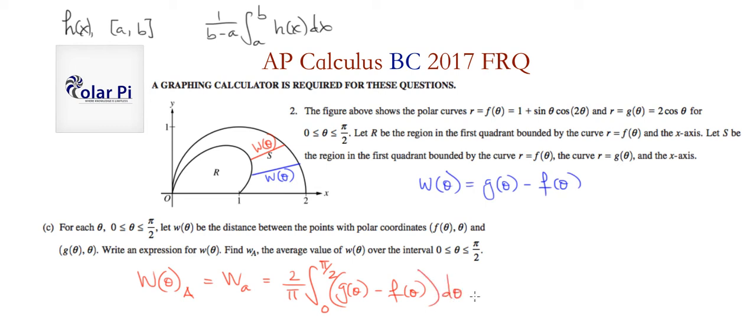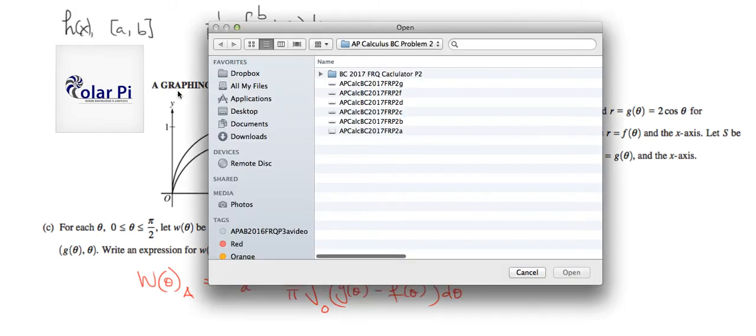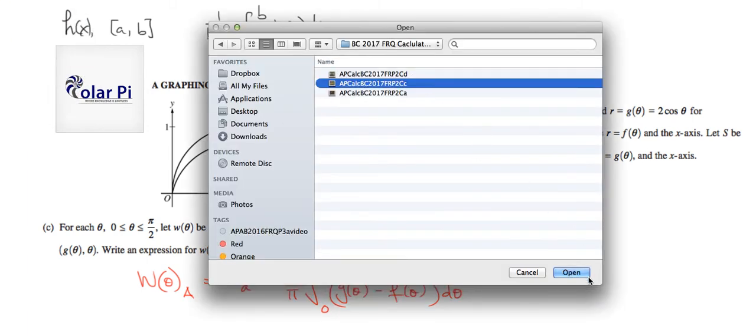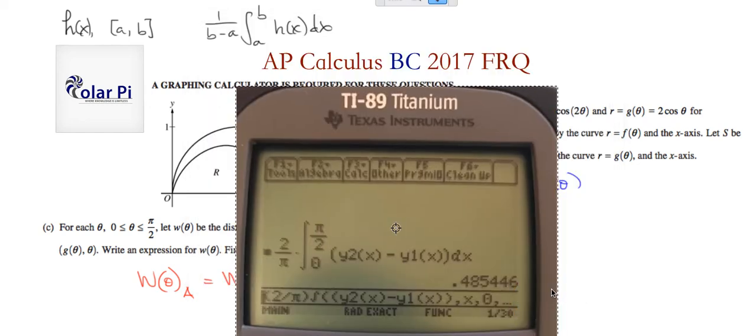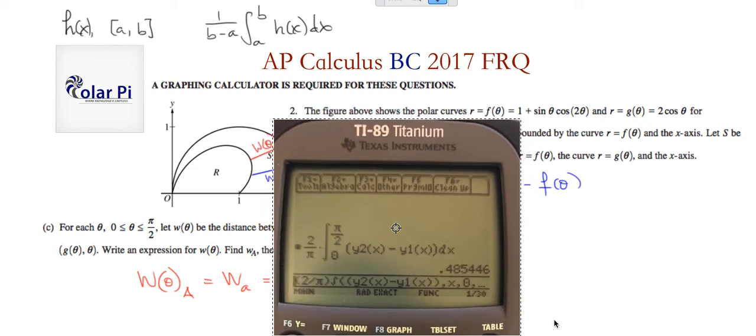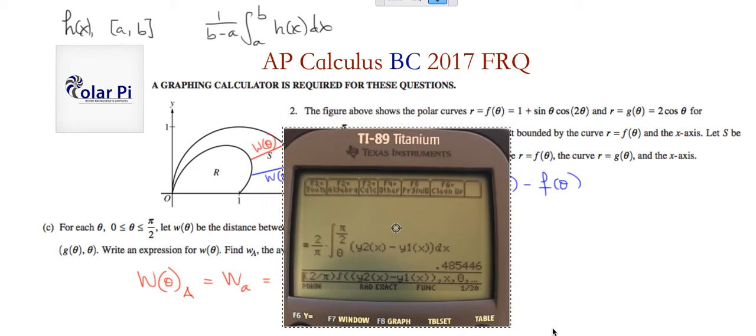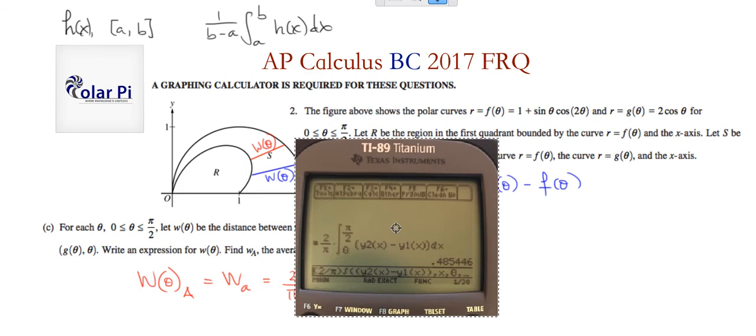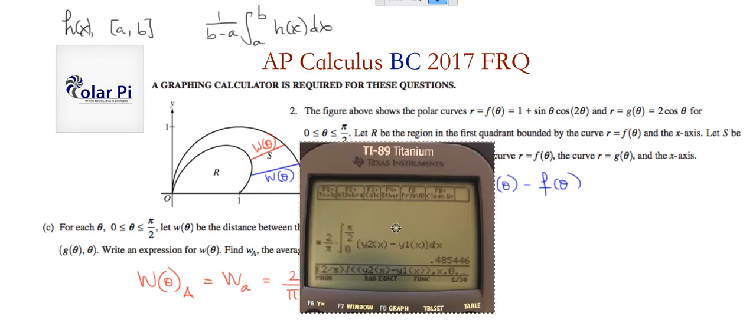Okay, all right, cool. The rest of this I do on the TI-89 calculator. This is part C. What I did is I typed f under y1, and then I typed g under y2, and then I did y2 of x minus y1 of x.